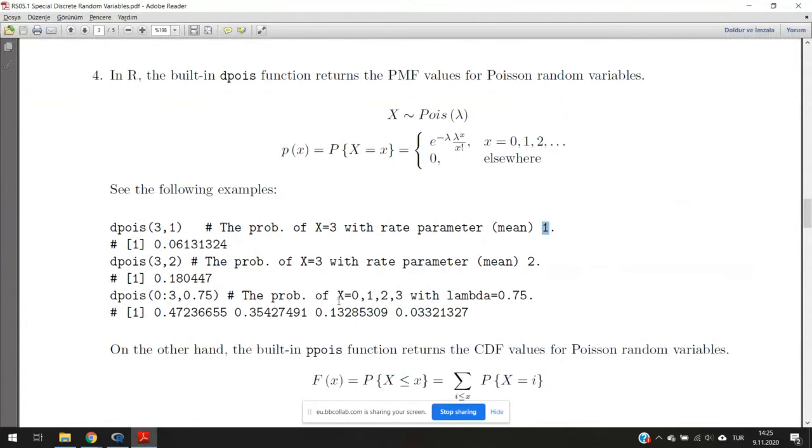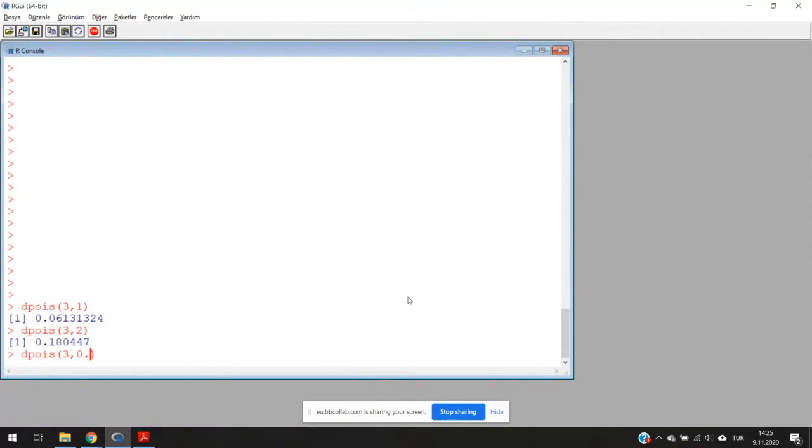Finally, let's say we have a Poisson random variable with rate parameter equal to 0.75, and we are interested in calculating the probability mass values not just for 3, but also for 0, 1, and 2 in a single command line. So we change the rate parameter to 0.75, and instead of writing a single value, we introduce a vector of integers from 0 to 3, and the probability mass values for all these 4 values will be calculated as such.